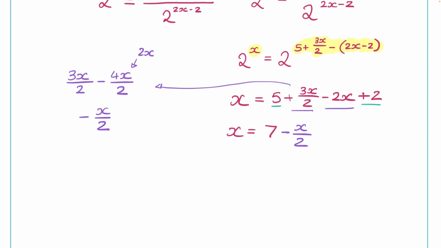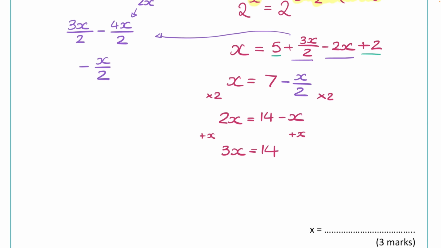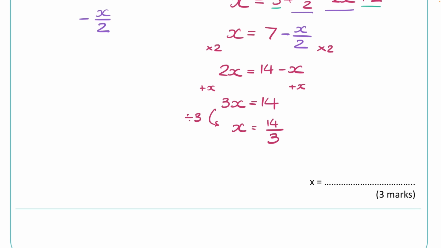So I'm almost at a point where I can basically say what x is. I just need to get rid of this fractional component, so we can times everything by 2, both sides. That'll get rid of that fraction. We have 2x equals 14 minus x. I can now add x to both sides, and we get 3x is equal to 14. And then I can divide by 3, and we get x is equal to 14 over 3. And there we go, there is our final answer. x is equal to 14 over 3.